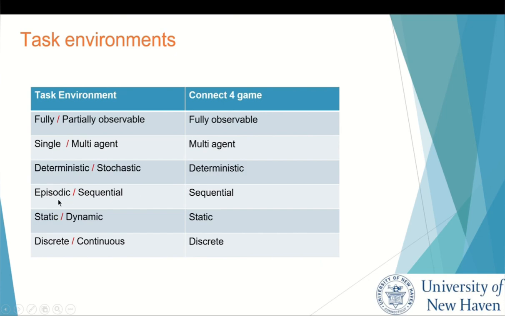Fourth one is episodic or sequential. The game is not episodic; the past actions define the current actions or next steps in the game. Static or dynamic: time is not a factor in making the moves in this game. Discrete or continuous: it is a discrete environment because it has a finite number of states. Next will be carried on by my friend Navya.